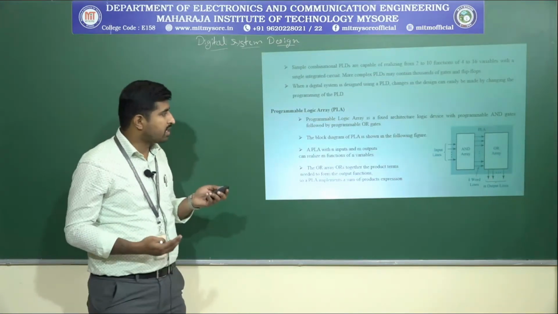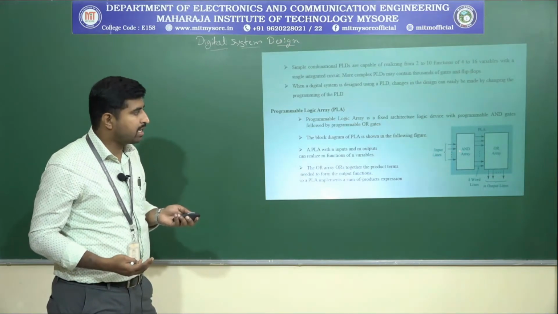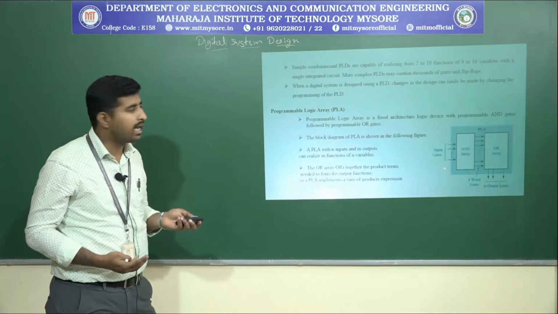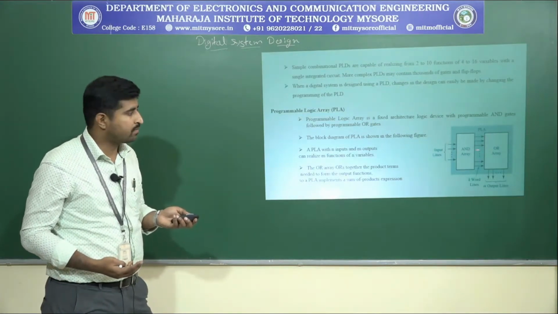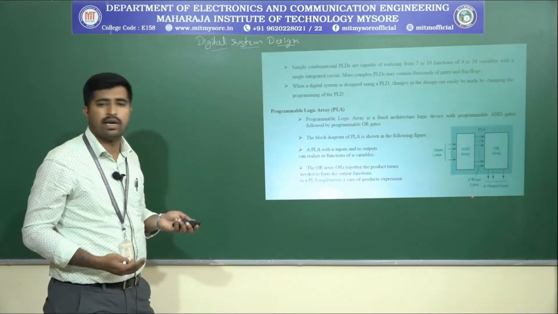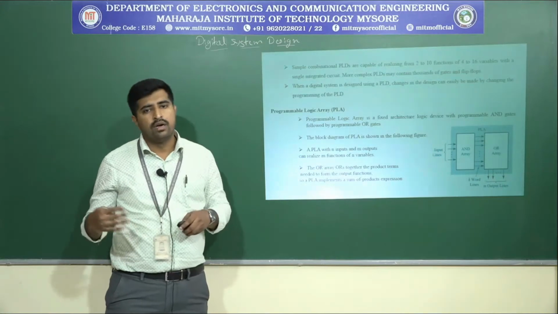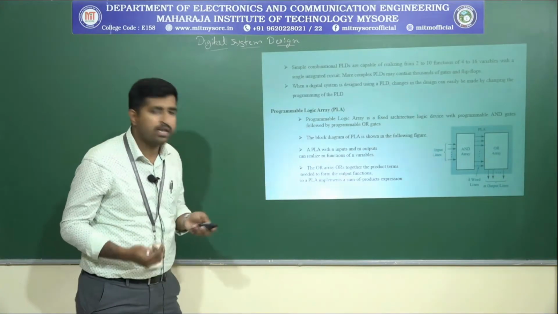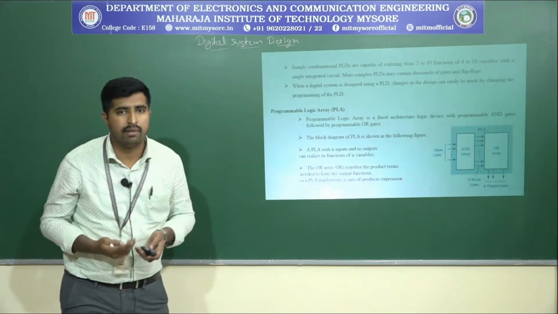Okay. So this is what we see here. There will be inputs, and all the inputs are connected to programmable AND arrays, and all the AND arrays are connected to the programmable OR gates. Okay, OR array. And from the OR array we are going to get the output lines. If you have n input lines and m output lines, that means we can implement m functions of n variables.